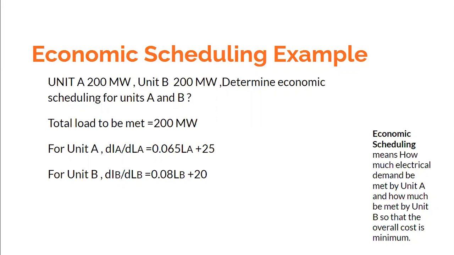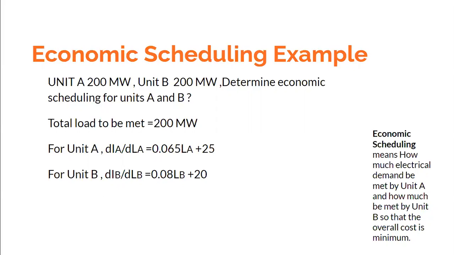A layman would say that there is 200 megawatt, so let us operate unit A at 100 megawatt and unit B at 100 megawatt. So 100 plus 100 becomes 200. That would be scheduling, but that won't be economic scheduling. Somebody would say operate unit A at 200 megawatt and keep unit B shut down, because the load to be met is only 200 megawatt. That is also scheduling, but not economic scheduling. Similarly, one would argue to operate only unit B and keep unit A idle. All three options are scheduling options, but not economic scheduling options.